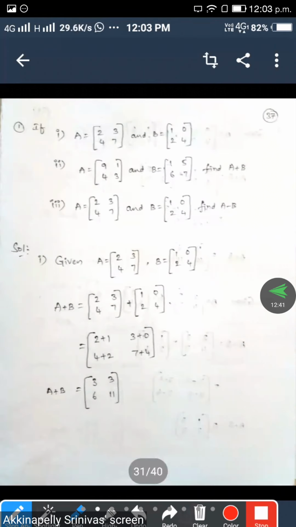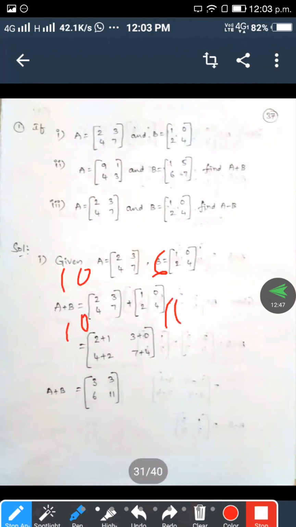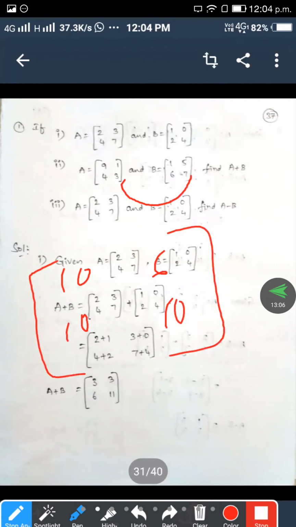Right. So 1, 5, 6, 7, that is it. So what is the answer now? 10, 10, 6, 10, 11. 10. 3 plus 7, right? 10. How to get 11? 9 plus 1, 1 plus 5, 4 plus 6, 3 plus 7. 10, 6, 10, 10. That is the answer.